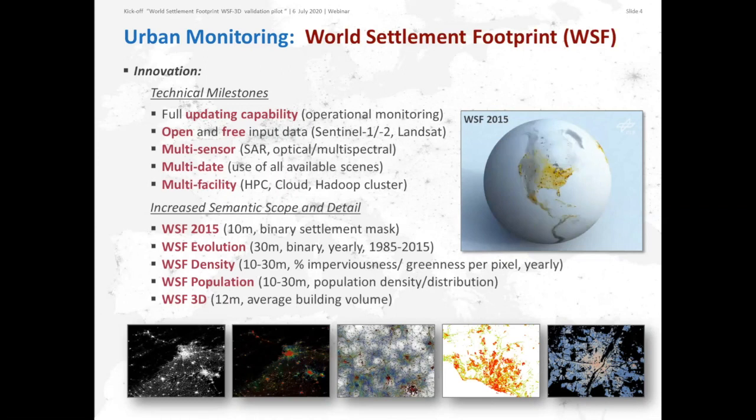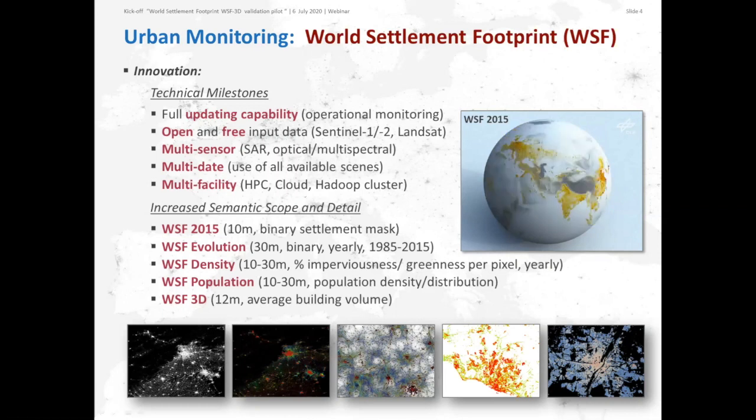I don't want to go into all the details here, as you can see on top. But one of the most important ones for us is this second point here, the open and free input data. So we go for the European Sentinel 1 and 2, and in an older version, we also went for the Landsat. And all these data sets are open and free, and also with our policy, with the product, we can then distribute it to all interested users.